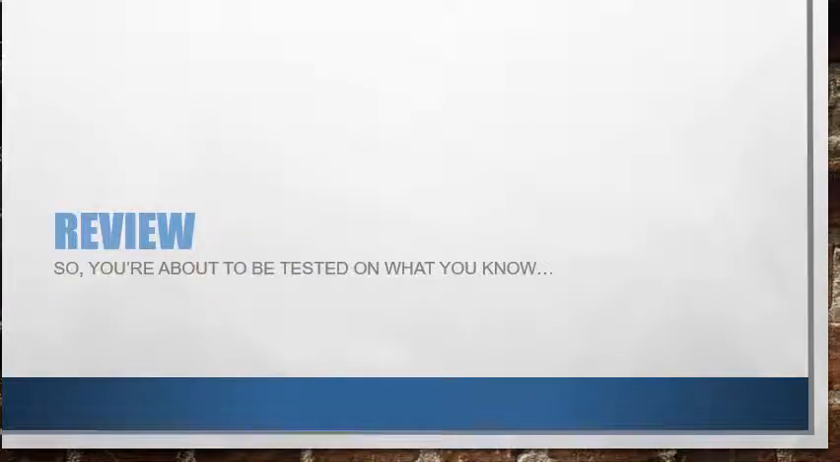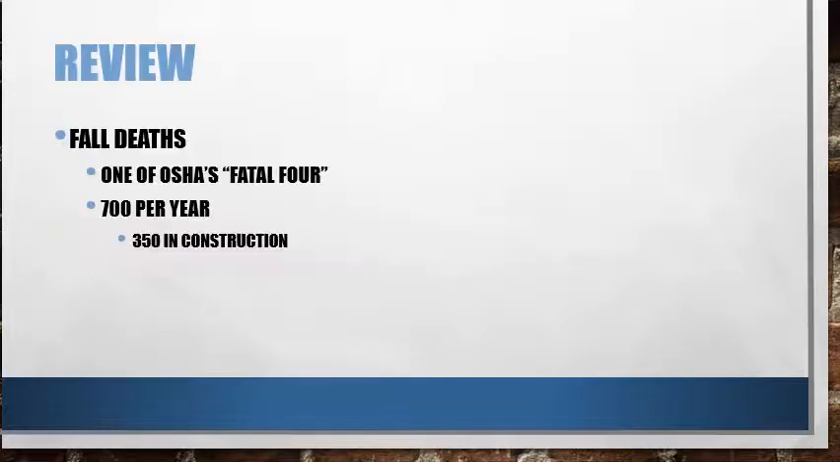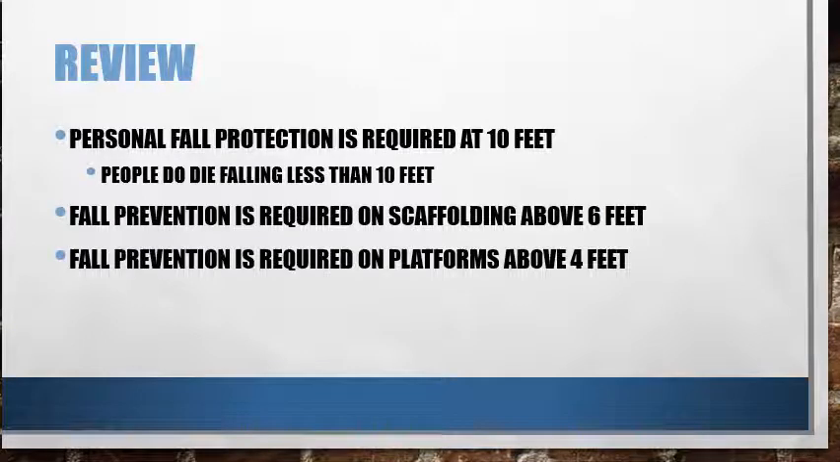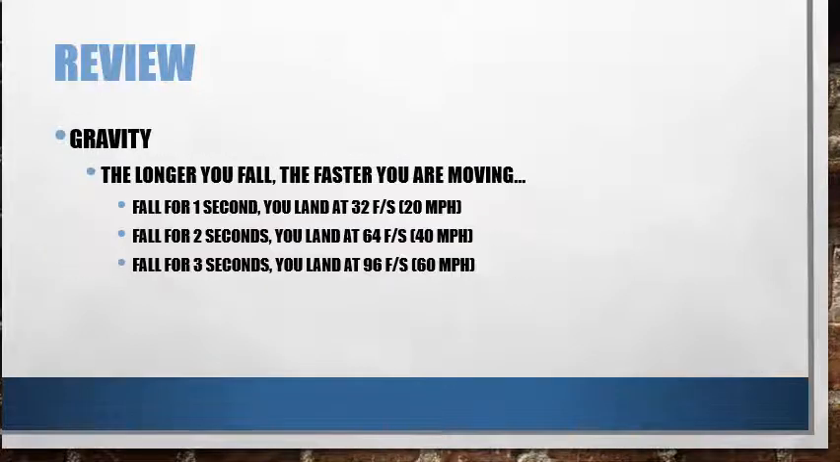Let's review a bit of what we talked about. There's a lot of material we covered, so let's hit some of the highlights. First point to review is that fall deaths is one of OSHA's fatal four, accounting for 700 deaths per year in all industries, and half of that being in construction. Personal fall protection is required at 10 feet, and people can die falling less than 10 feet. Fall prevention is required on scaffolding above 6 feet and platforms above 4 feet.